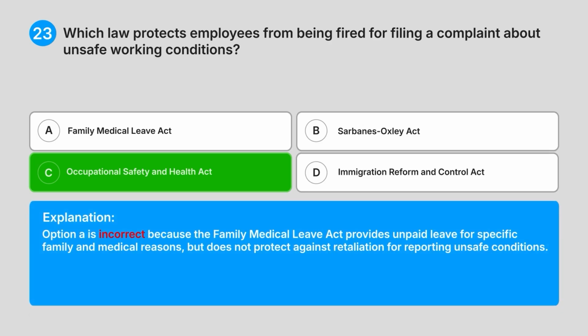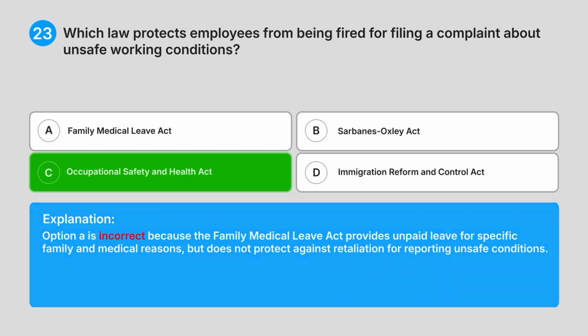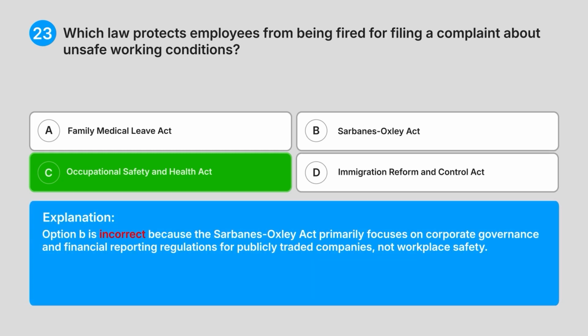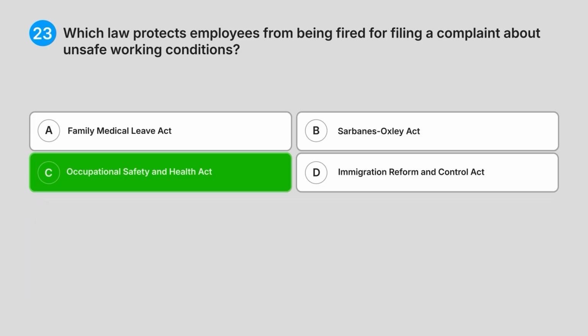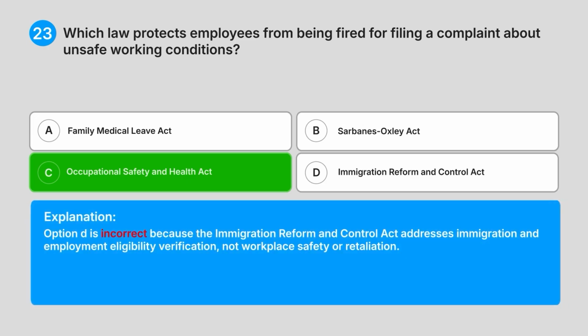Option A is incorrect because the Family Medical Leave Act provides unpaid leave for specific family and medical reasons, but does not protect against retaliation for reporting unsafe conditions. Option B is incorrect because the Sarbanes-Oxley Act primarily focuses on corporate governance and financial reporting regulations for publicly traded companies, not workplace safety. Option D is incorrect because the Immigration Reform and Control Act addresses immigration and employment eligibility verification, not workplace safety or retaliation.